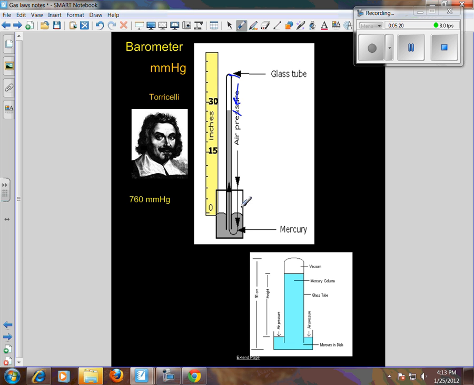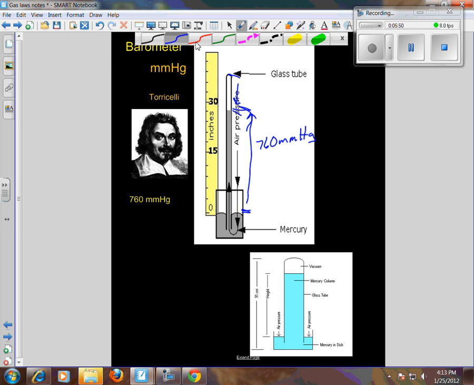What he found out was the distance from the top of the mercury at the bottom here to the very top of the column on a normal day, that distance, right? Ooh, that's an ugly distance, but that distance right there stood up 760 millimeters tall. So at sea level, he figured out that on an average day, mercury stands at 760 millimeters tall.